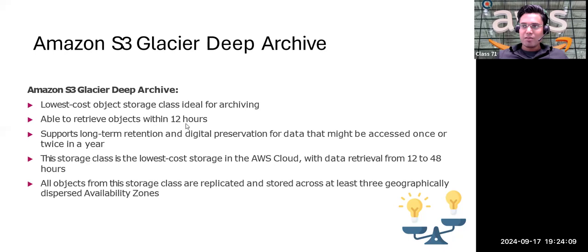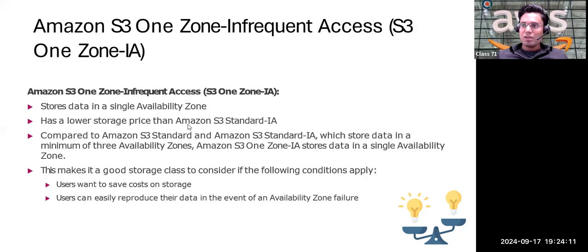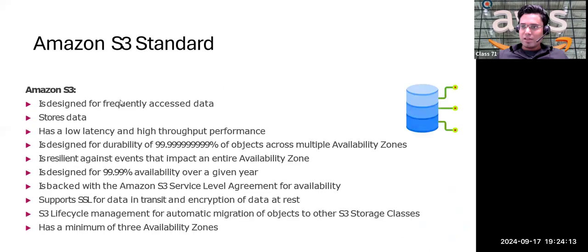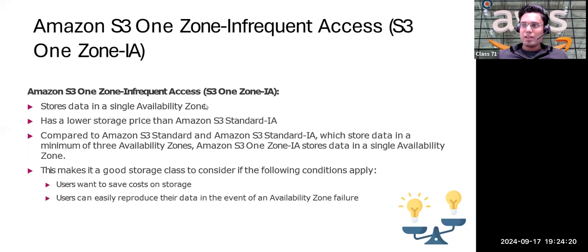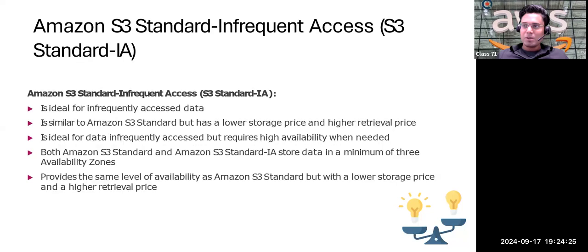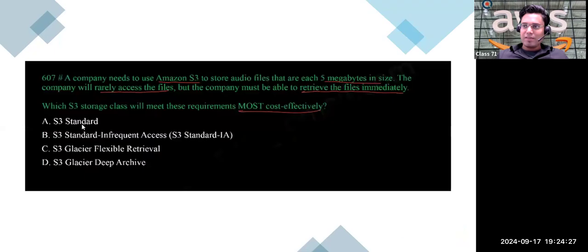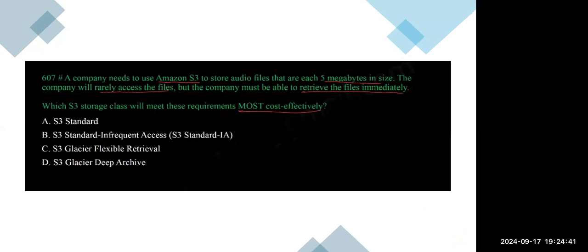Deep Archive takes 12 hours, so we cannot use it. So the answer is the other one, the more expensive one. We have only two options: Standard and this one. We cannot choose the others because they take minutes to hours, or 12 hours. And this one is the more expensive one, so we can choose B. Make sense?